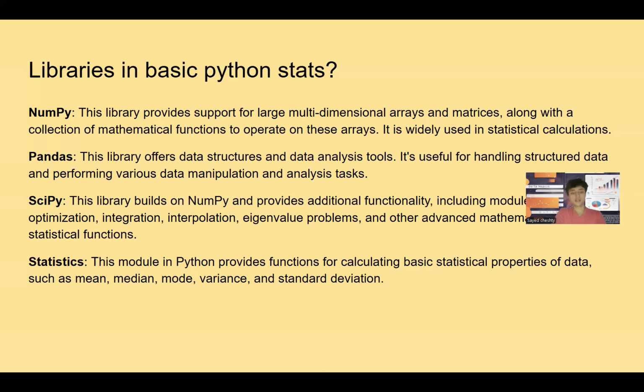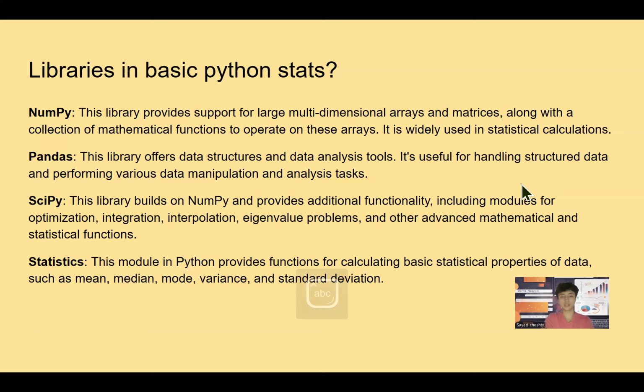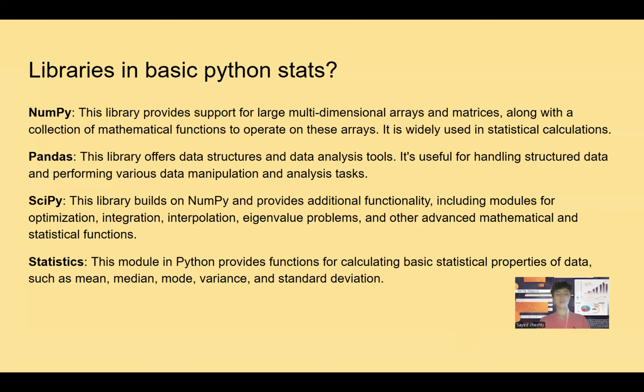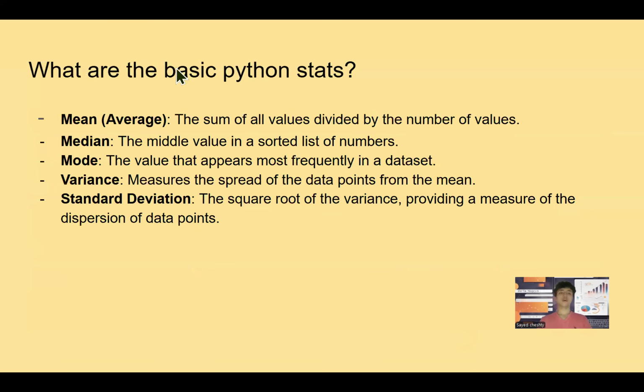SciPy is a library built on top of these that provides additional functionality, including modules for optimization, integration, interpolation, and more, which we're going to talk about in a future video. Now, the statistics module provides functions for calculating basic statistical properties of data: mean, median, mode, standard deviation, and variance.